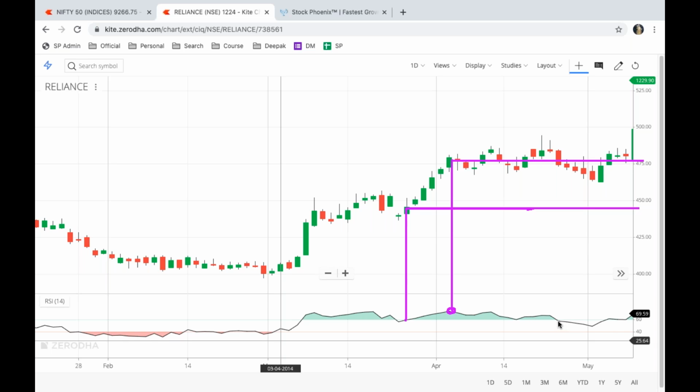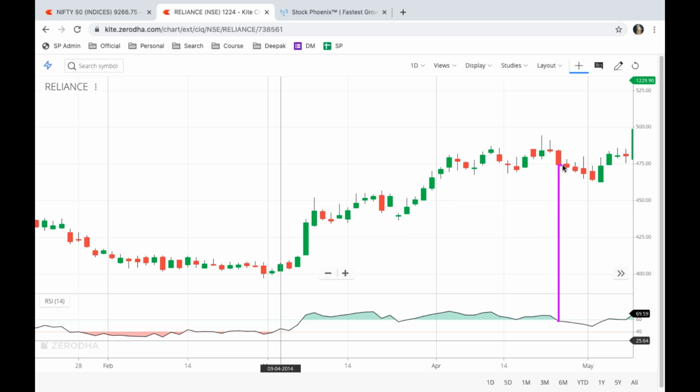Clear? So this is the place to go for a short, when RSI is crossing the 60 level. You can go for a short, but you can see there is a sharp bend. So at this place you can book your profits.